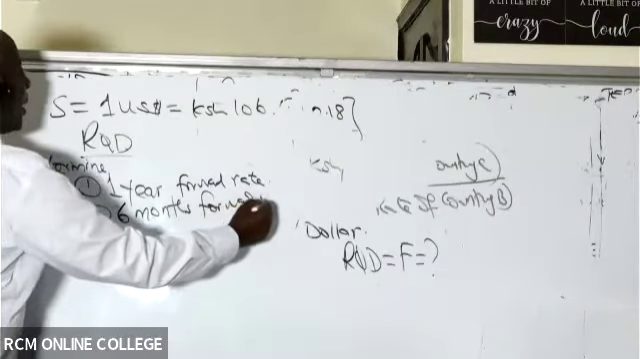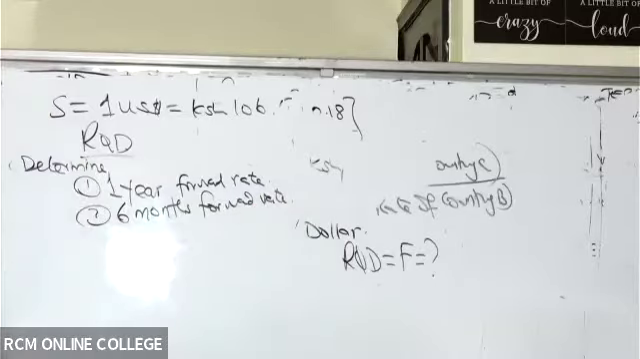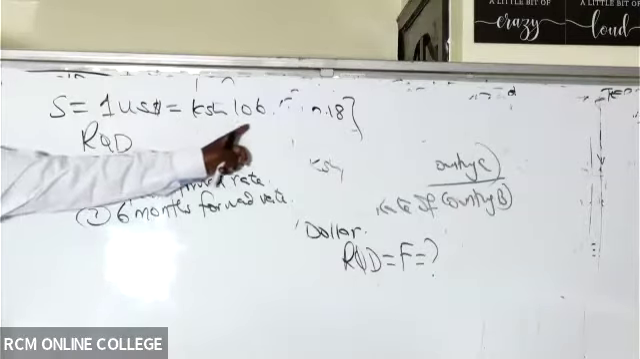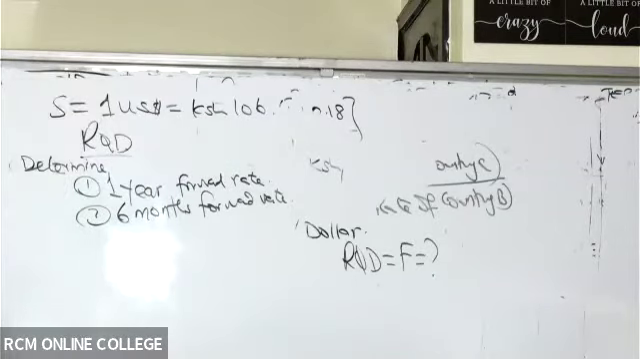So I repeat reading the question again. Assuming that the annual interest rate in Kenya is 14%, whereas the annual interest rate in the US is 12%. Then, the spot rate is $1 equals 106 Kenya shillings. So we are required to provide a 1 year forward rate and a 6 months forward rate.